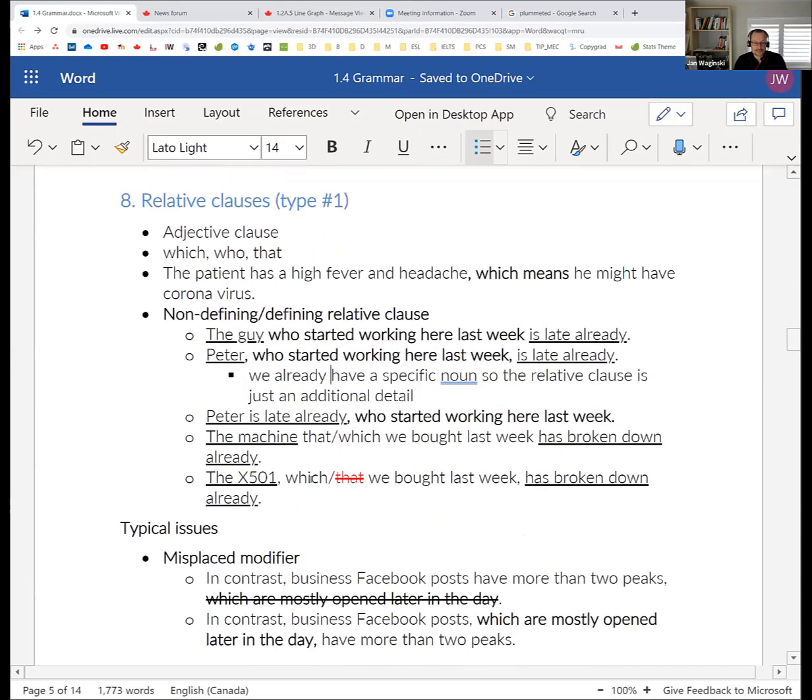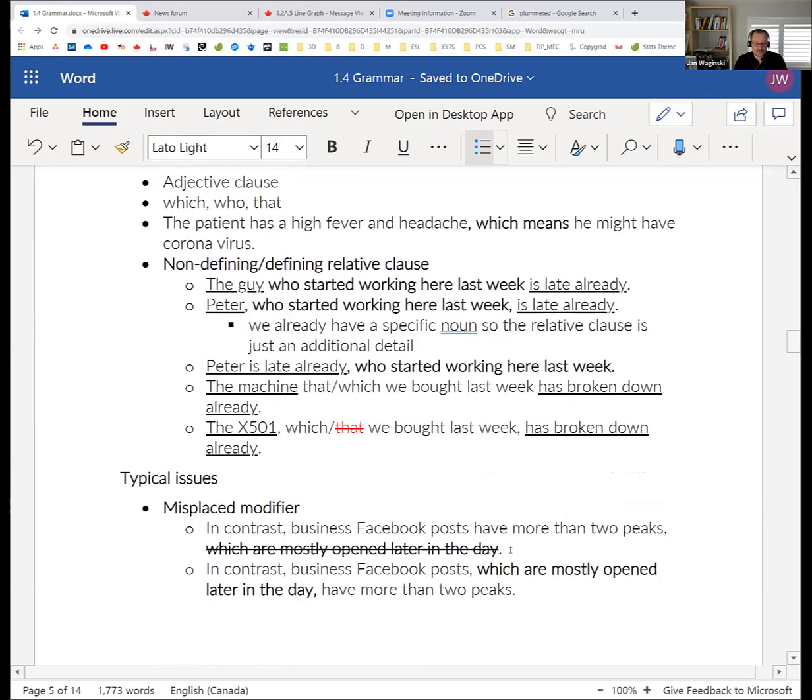So this one here is an example that I saw, I think yesterday or the day before. This is in my essay. Oh, I wrote this. That's yours. Okay. Yes. So business Facebook posts have more than 2 peaks, which are mostly opened later in the day.